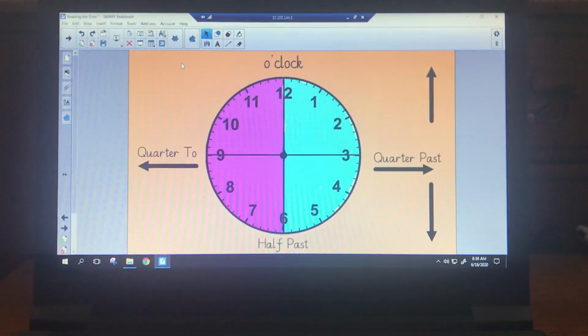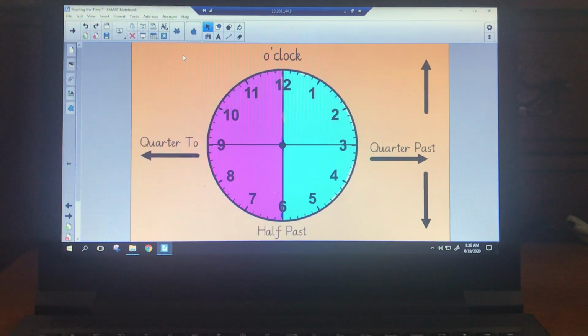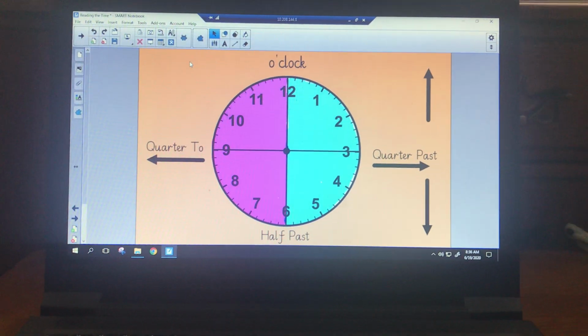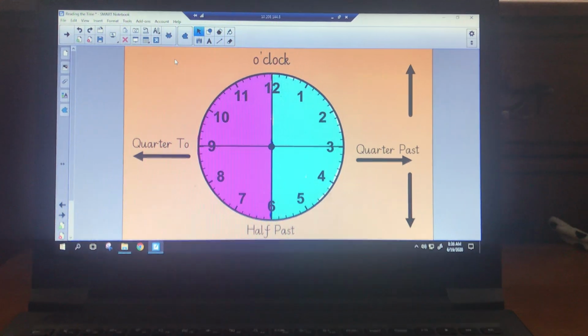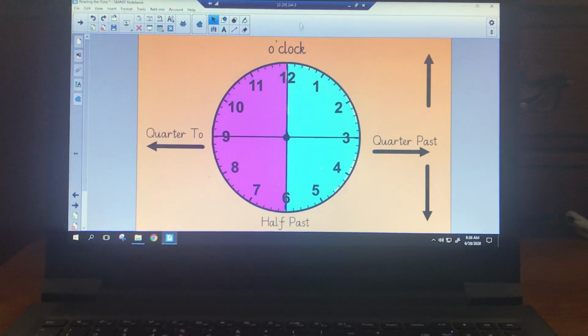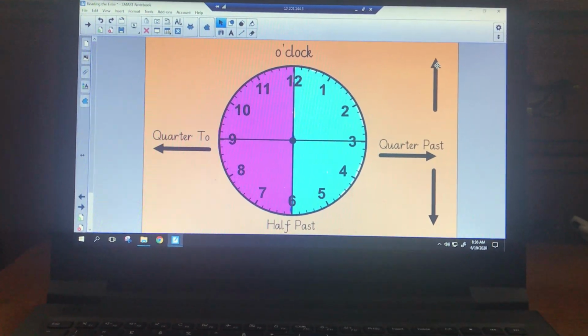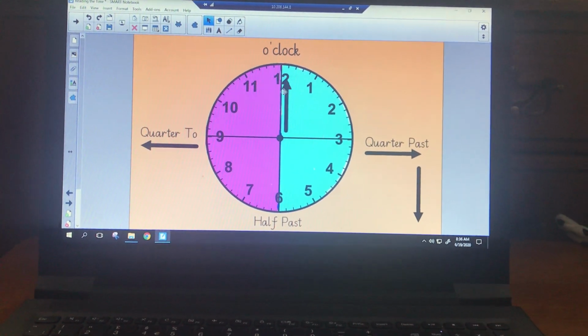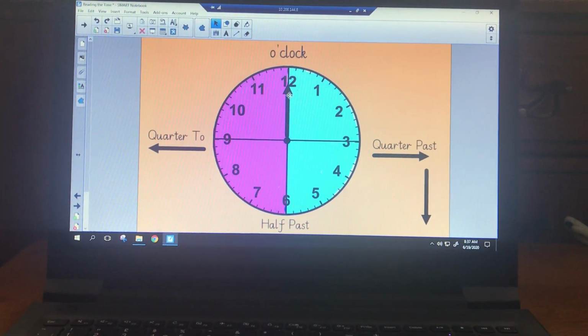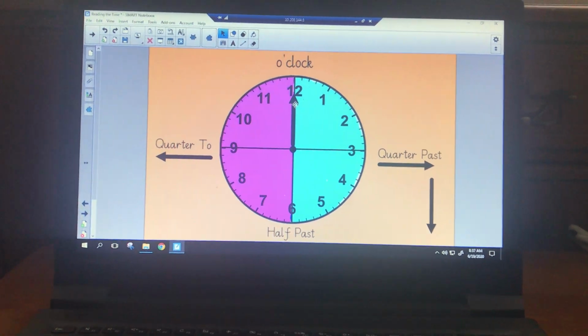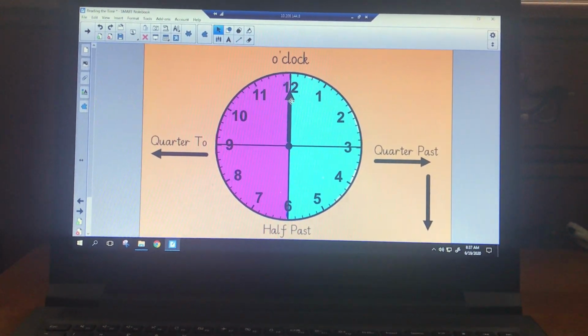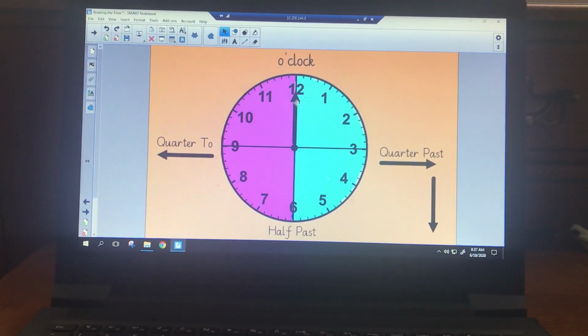So here we have all of the vocabulary that we have come across so far, and I've got lots of minute hands here that I'm going to place on our clock. So just to recap, if the minute hand is pointing to the 12, we say it is o'clock. We are at the start of a new hour.